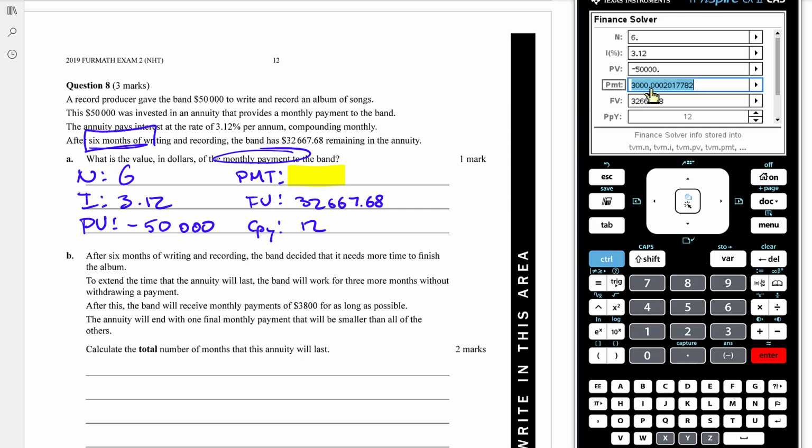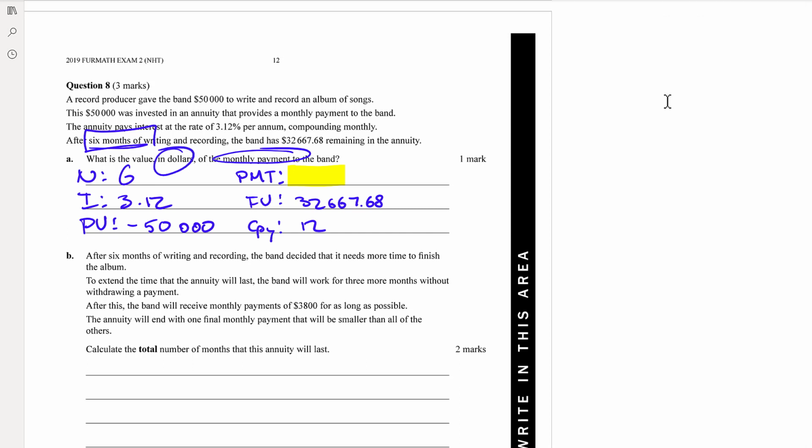And as you can see, I get a value of 3,000.00. It's asking in dollars, so you wouldn't have to worry about the cents. So that answer is $3,000. Because that's the money coming back to you from the bank, that's why that's positive, essentially. So the answer is 3,000.